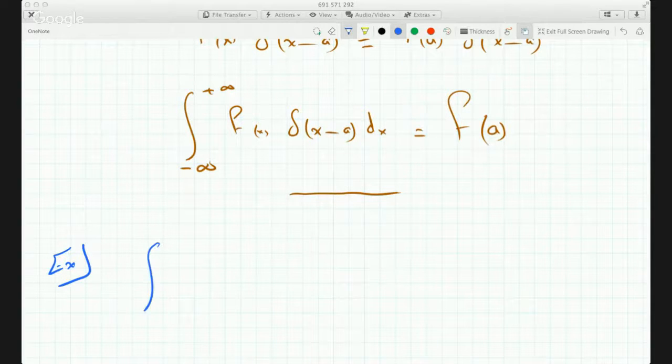Right? So, a solid example on that. Let's say I integrate from 1 to 4 of x to the 4 times the Dirac delta function of x minus 3 dx.